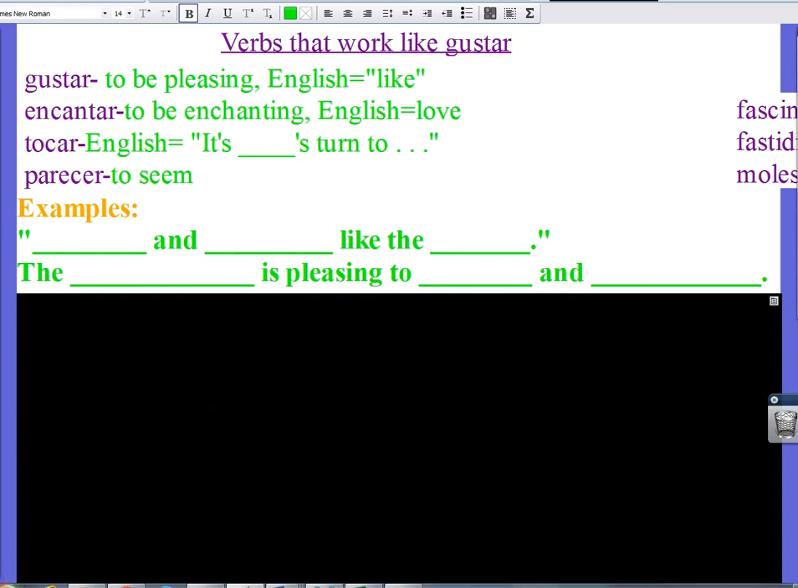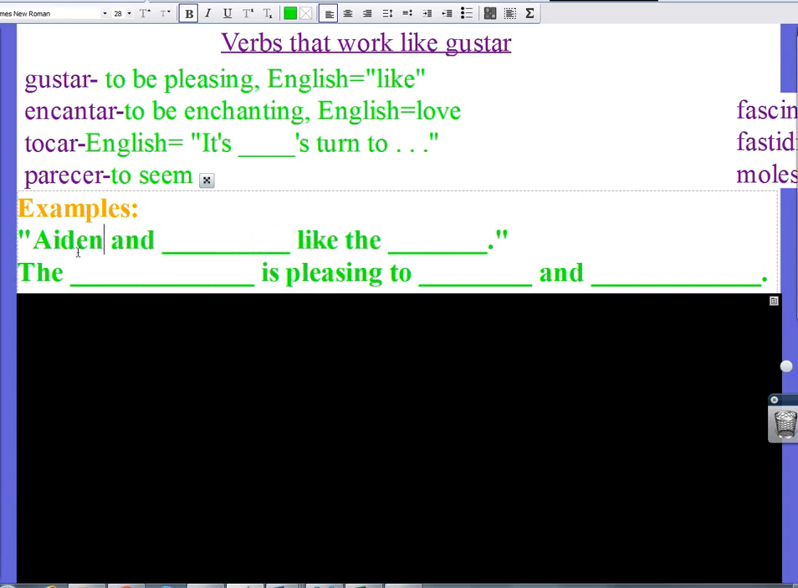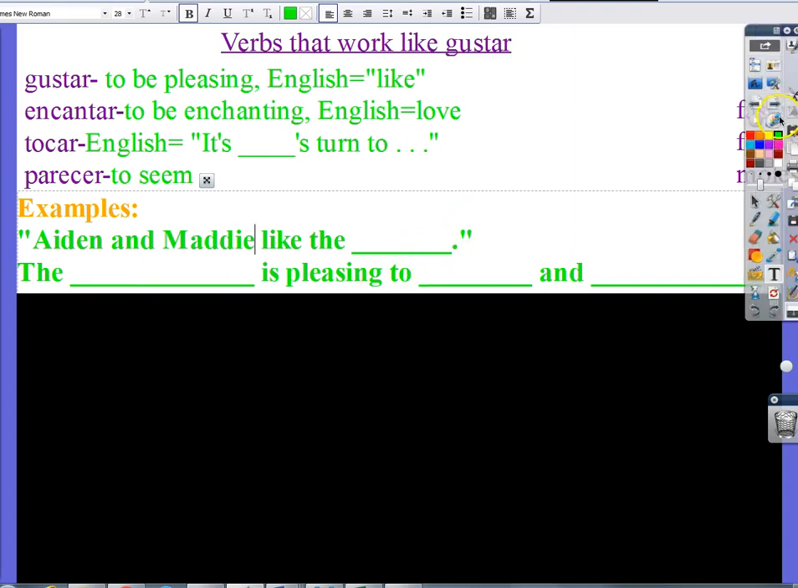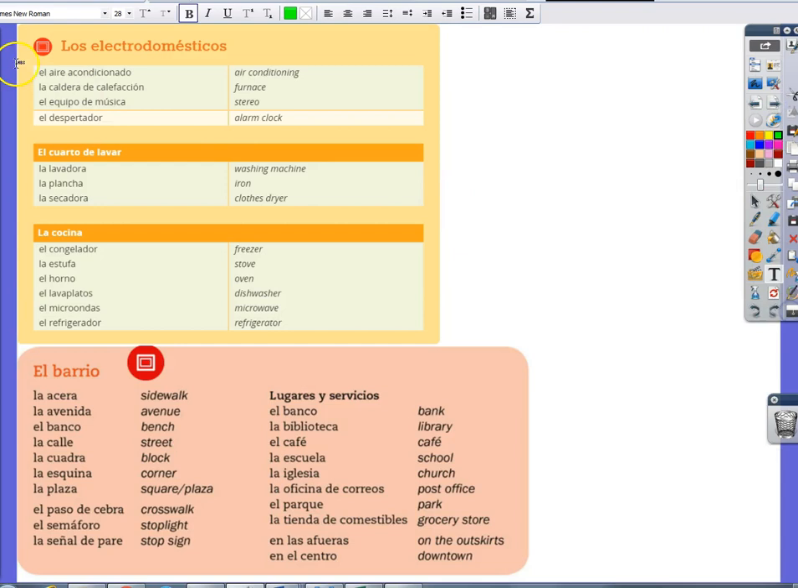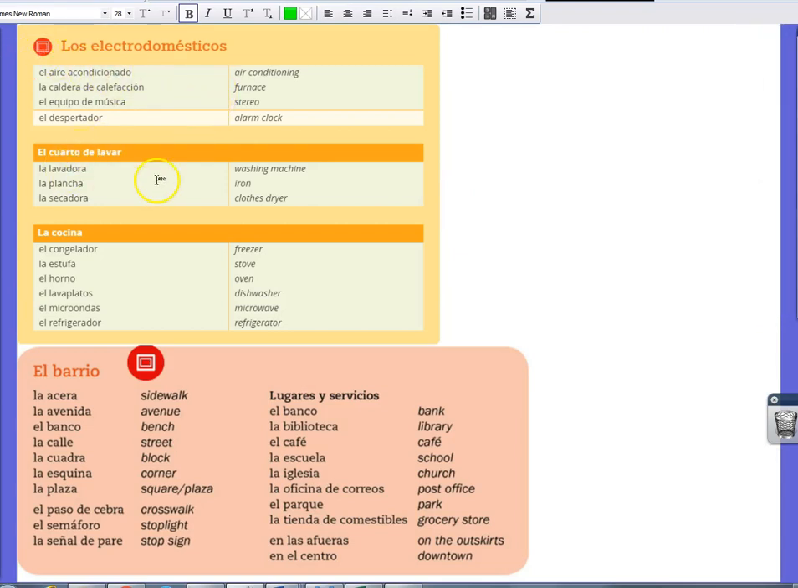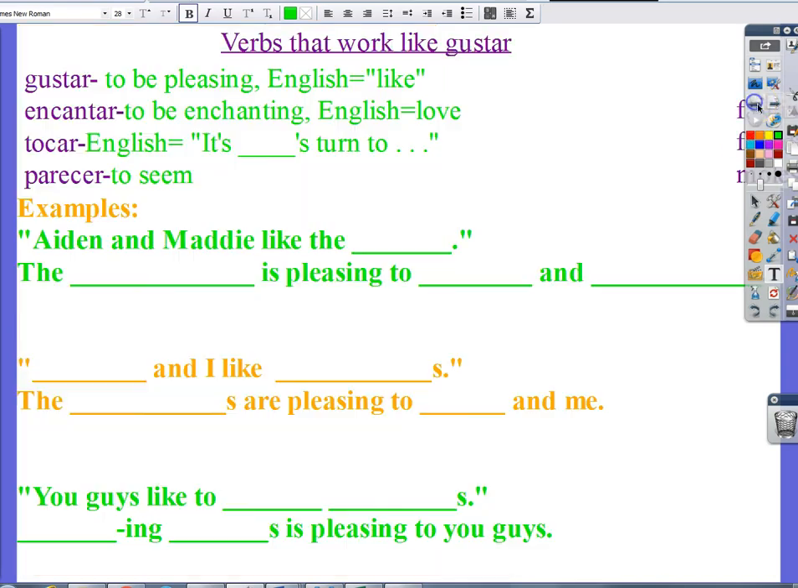That's a lot of information. So I'm going to grab your guys' set of class note cards with your names on them, and we will fill in the blanks. So I just drew Aiden's name, so we will say Aiden and Maddie. That's what I just drew. Maddie like the blank. Let's look at our vocab list. And what do I want to say that they like? They like the, oh, I don't know, the stereo? Sure, the stereo.